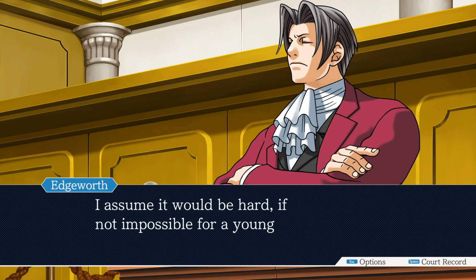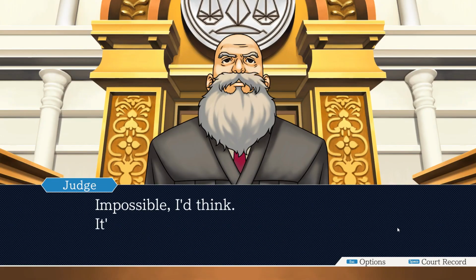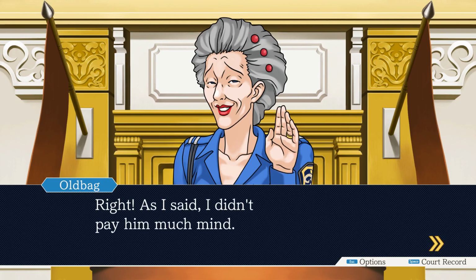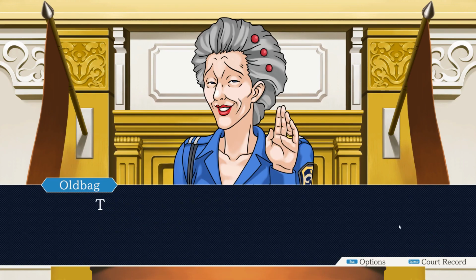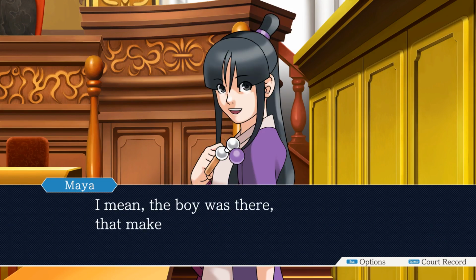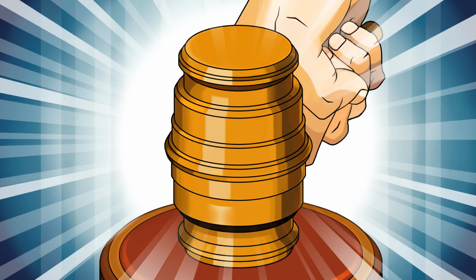I assume it would be hard, if not impossible, for a young boy to wield the samurai spear. Impossible, I'd think. It's quite heavy, but it was broken. It's broken. Did a boy do it? Right, as I said, I didn't pay him much mind. You didn't... What? That's why I erased the data. But she's so suspicious, though. What's going on? I mean, the boy was there. That makes him a suspect. Yeah, and they're already trying to unsuspect him.